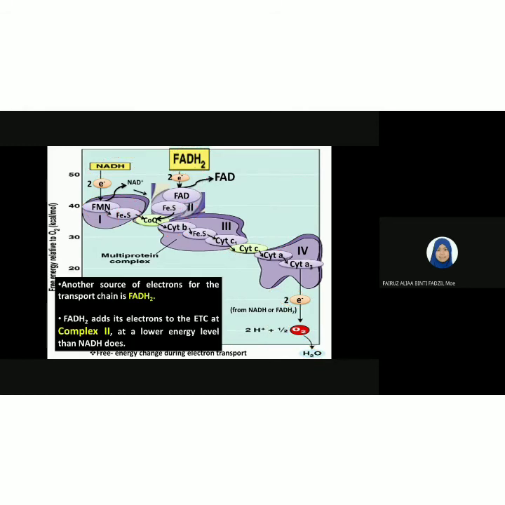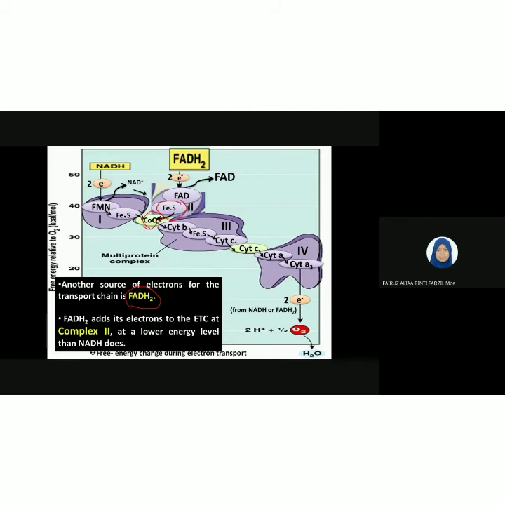So another source of electrons for the electron transport chain is FADH2. You can see here, the FADH2 passes the electrons to FAD and then to the iron sulfur center. Once the iron sulfur center gets the electron, it passes it back to coenzyme Q, and then coenzyme Q passes it to complex 3, to cytochrome b. The arrows here already show us the sequence in which the electrons are transported.